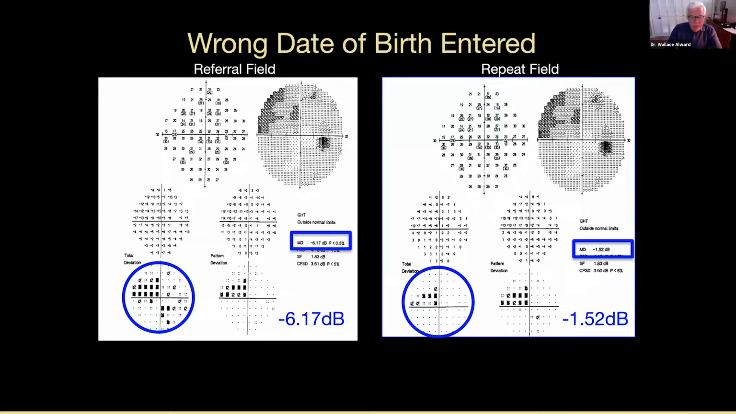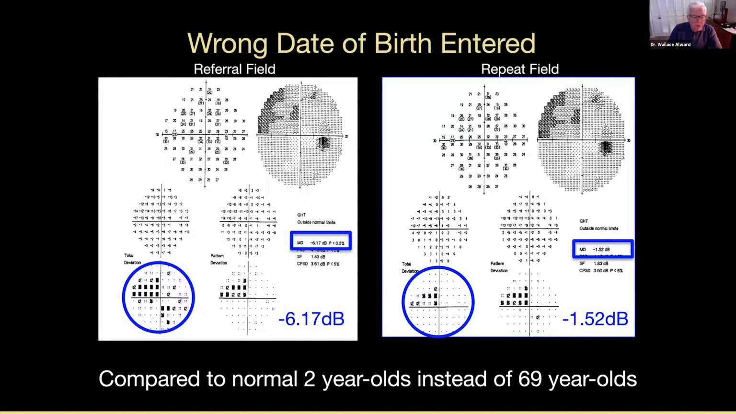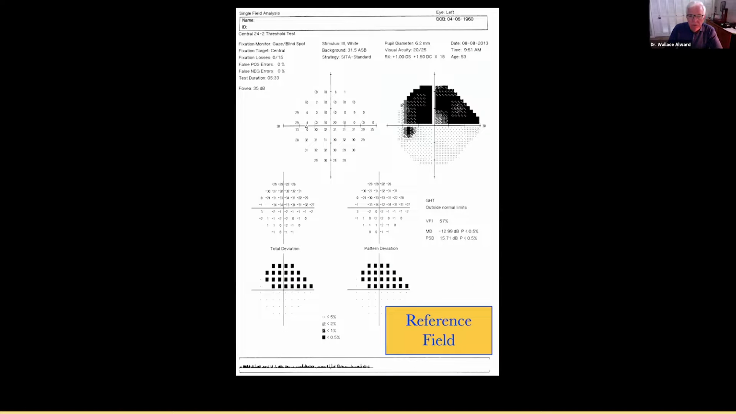And so this patient is being compared to a 2-year-old, as the test could extrapolate back to what a 2-year-old's field should look like instead of a 69-year-old. So again, like the first, rare, but you need to have those in your thought process. A lot of data here tells you the stimulus size, pupil diameter, background is always the same, the acuity, the refraction, and all these reliability indices.